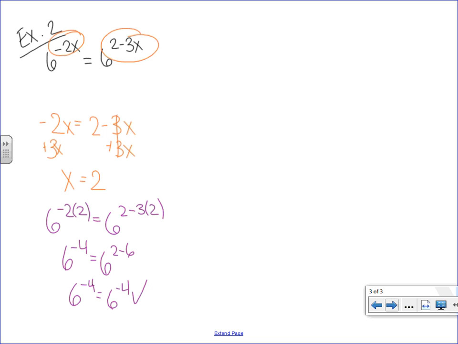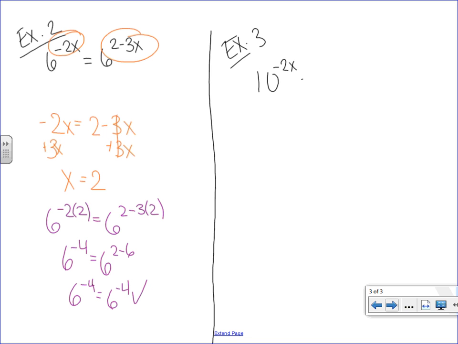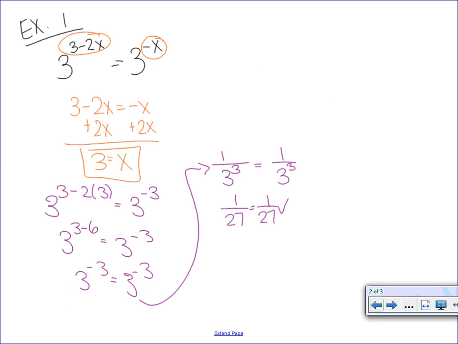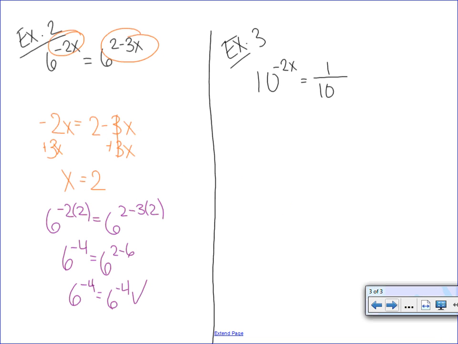Okay, so let's take a look at this example. I'm just going to draw a line down the middle of my paper. Let's do example 3. And let's do 10 to the negative 2x is equal to 1 over 10. Okay? Right now, this isn't like the first two examples. In the last example we did, they both had a base of 6. In the first example we did, they both have a base of 3.